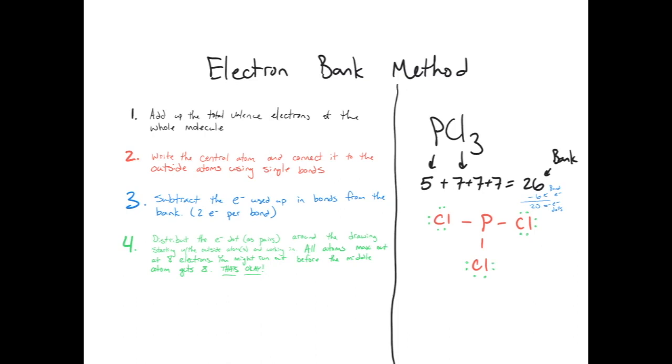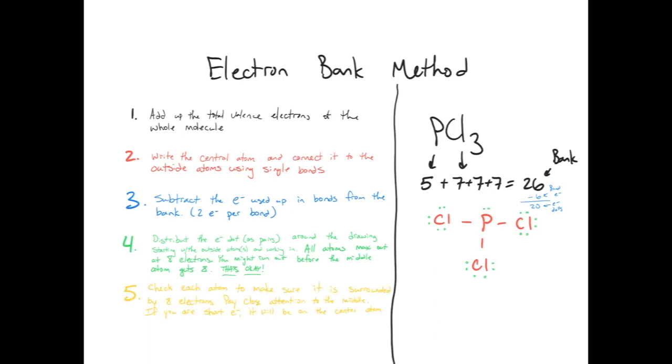If I look closely, each chlorine has 6 dots and a pair connected to it, so that makes 8. This chlorine has 6 dots and a pair connected to it from the bond, so that makes 8. And same as this one, 6 dots and a pair connected from the bond to make 8. The remaining 2 electrons will go on the phosphorus. And so I place them on the top like this, and then I move on to step number 5.